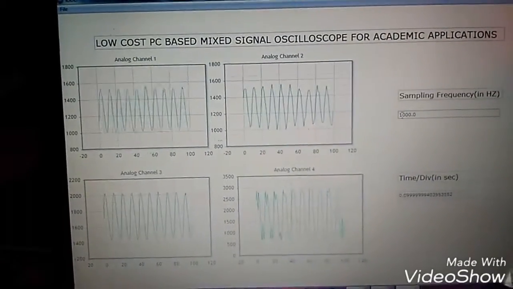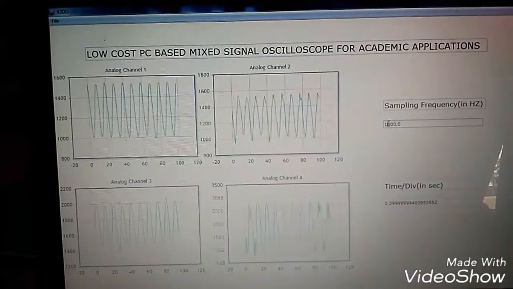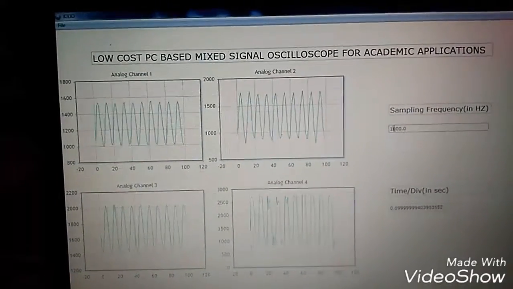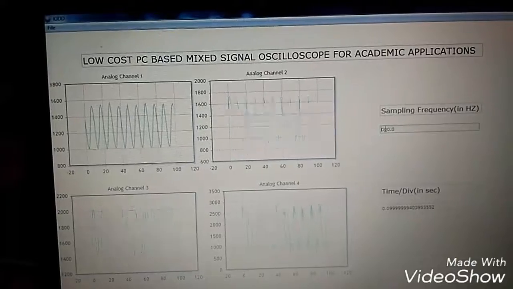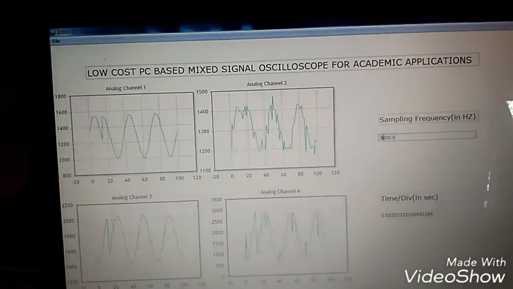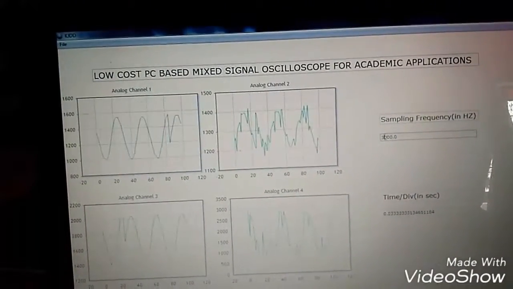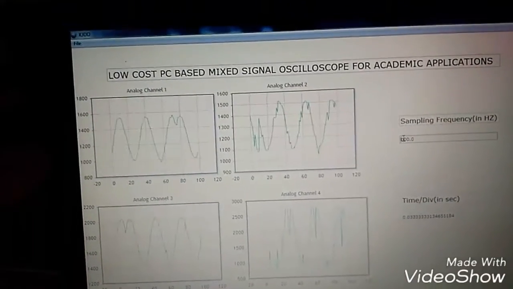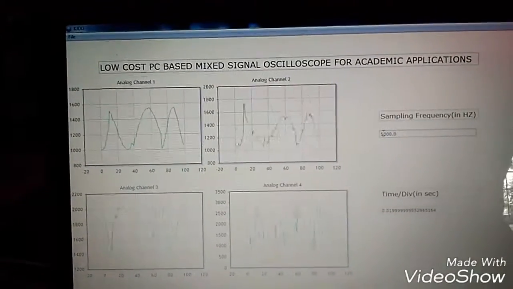On varying the sampling frequency values such as 1000, 5000, the corresponding graph is obtained along with the time per division displayed in the screen. Thus, the analog signal can be measured using C2000 microcontroller and the standalone GUI that has been developed.